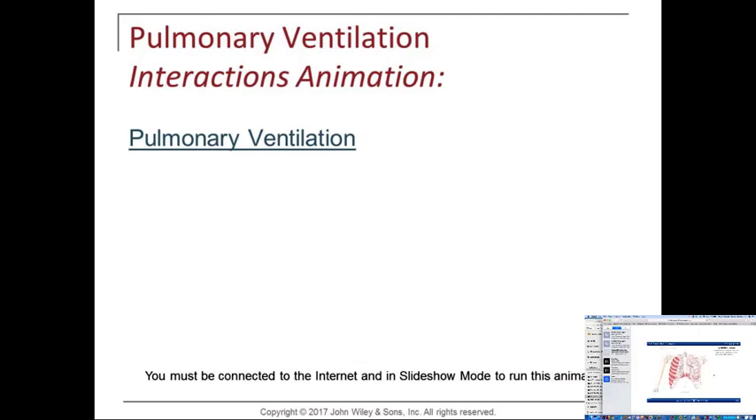The process of bringing air into and out of the lungs is called ventilation. There are two phases of ventilation: inspiration, also referred to as inhalation, where the air is brought into the lungs through the airways, and expiration, also referred to as exhalation, where the air is moved out of the lungs. Proper ventilation is important to promote airflow, which enhances gas exchange.